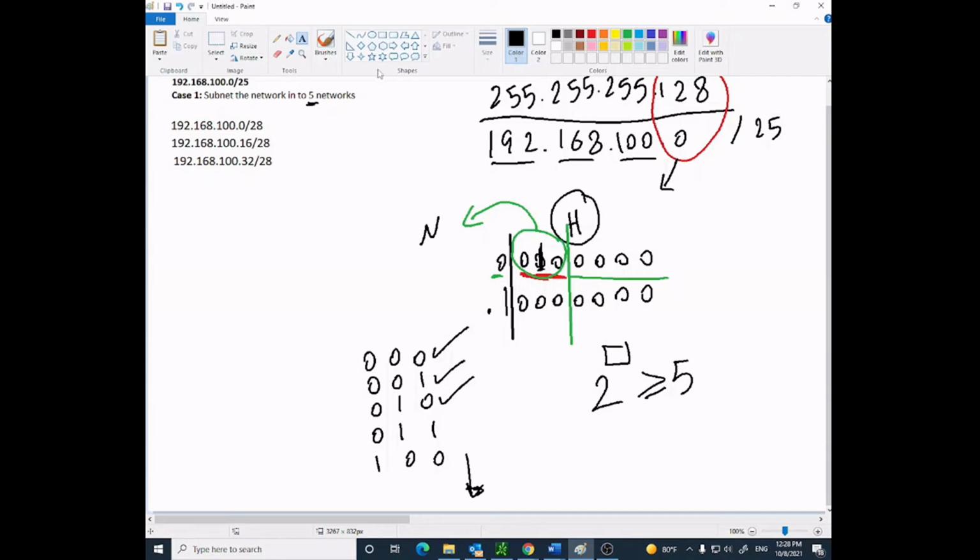Now my fourth network IP address is going to be this one, which basically means I'm going to replace this with a 1. And in this case, this will be basically 48. Okay.